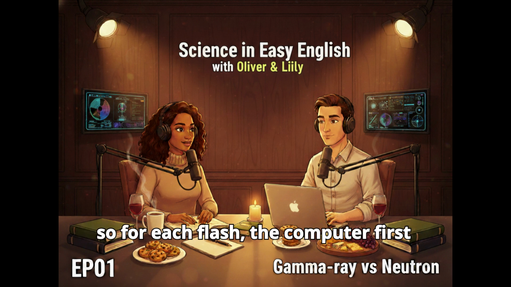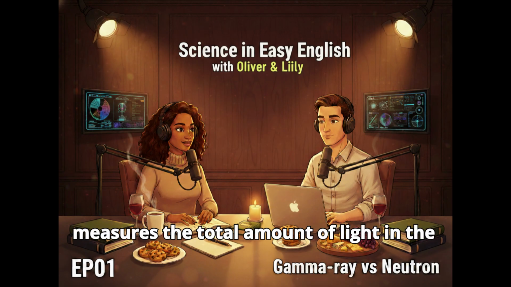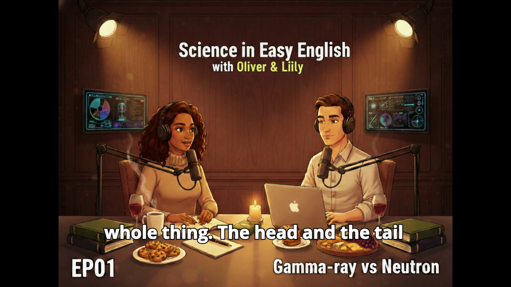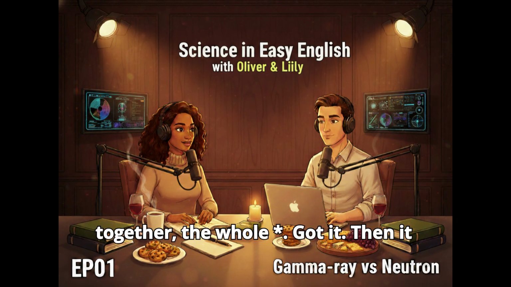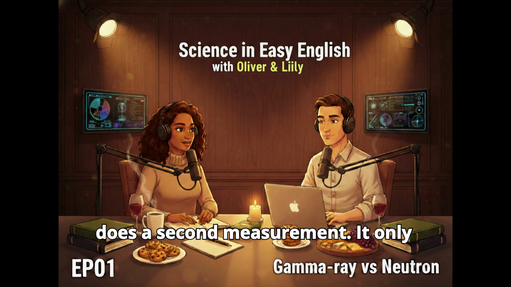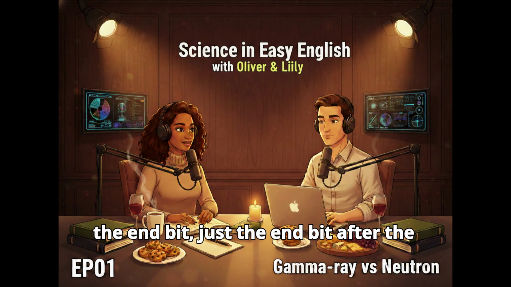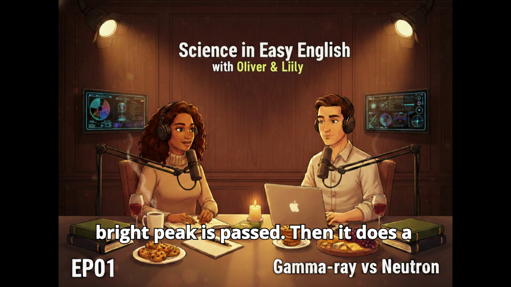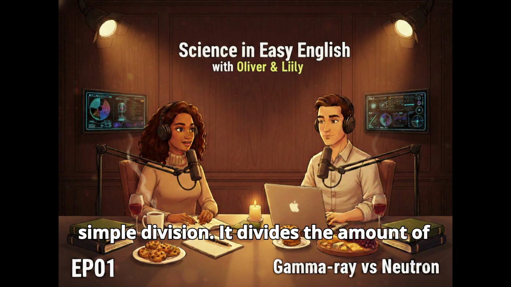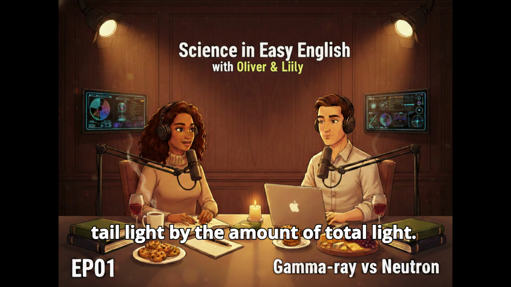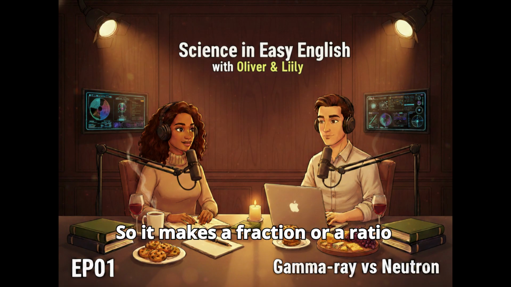Okay, so for each flash, the computer first measures the total amount of light in the whole thing, the head and the tail together. The whole star, got it. Then it does a second measurement. It only measures the light in the tail part. Just the end bit. Just the end bit, after the bright peak has passed. Then it does a simple division. It divides the amount of tail light by the amount of total light. So it makes a fraction, or a ratio.